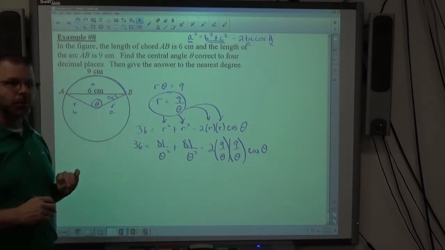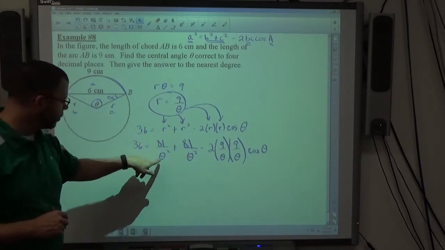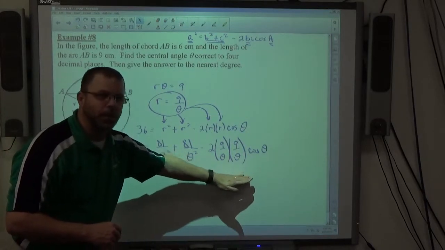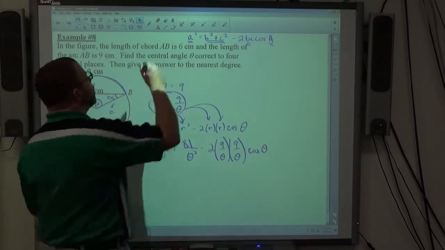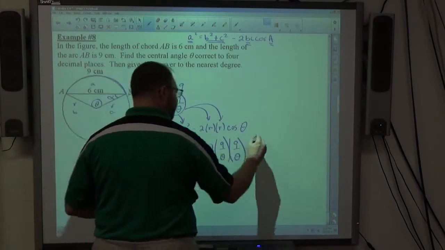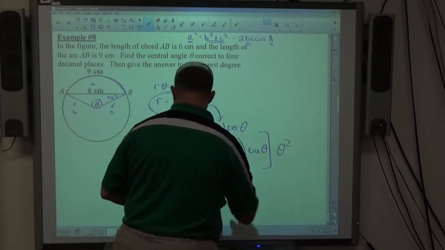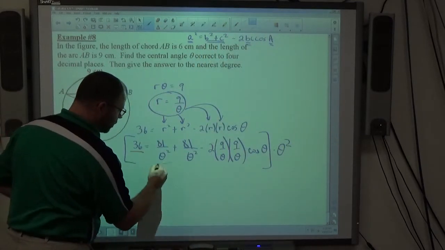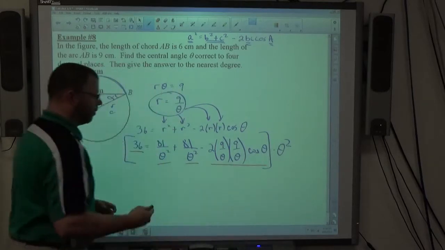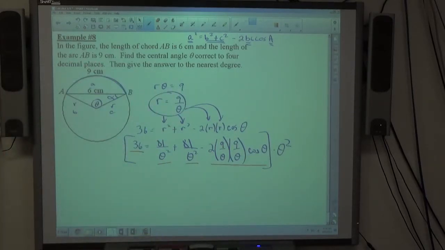I'm allowed, at this point, to multiply by theta squared. That'll get rid of the fractions and make it a little bit easier to deal with. So I'm going to multiply this entire thing by theta squared. Let me just underline terms. This is a term, this is a term, this is a term, and all that stuff is a term. So those 4 things need to be multiplied by theta squared.